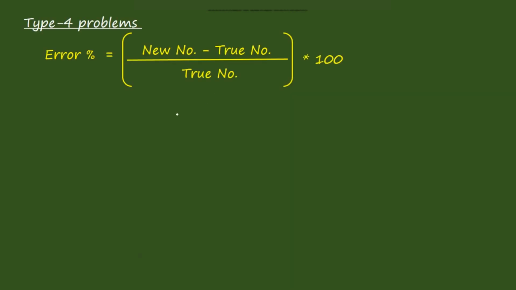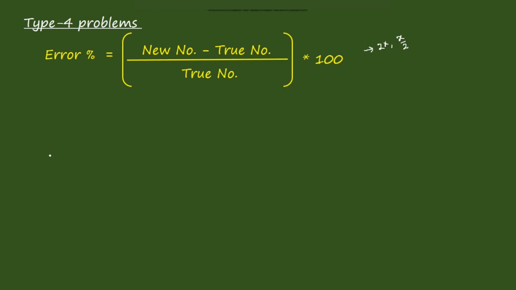Type 4 problems. The formula is: error percentage is equal to (new number minus true number) by true number into 100. You use this formula when the question says a student has to multiply a number by 2, x into 2, but instead of multiplying by 2, he has divided by 2, x by 2. Then they would be asking what is the error. I'll give one example of such a question.